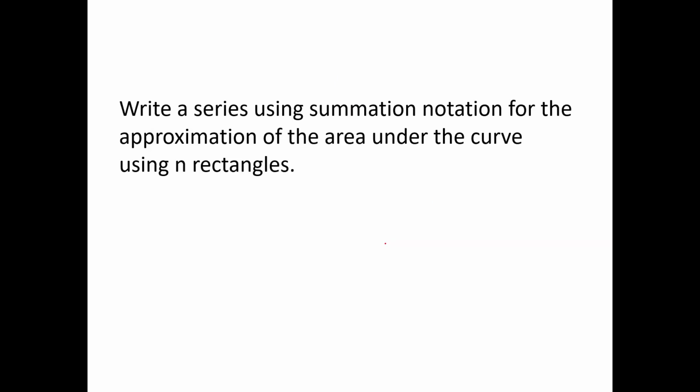And now we want to write a series using summation notation for the approximation of the area under the curve using n rectangles. And again, we're still working with the formula y equals the natural log of x, or f of x equals the natural log of x. And we're still going over the interval from 1 to 2. So the very first thing we have to do is find the width of the rectangles. The width is delta x, and delta x is 2 minus 1 divided by the number of rectangles, which is n. So it is 1 over n.